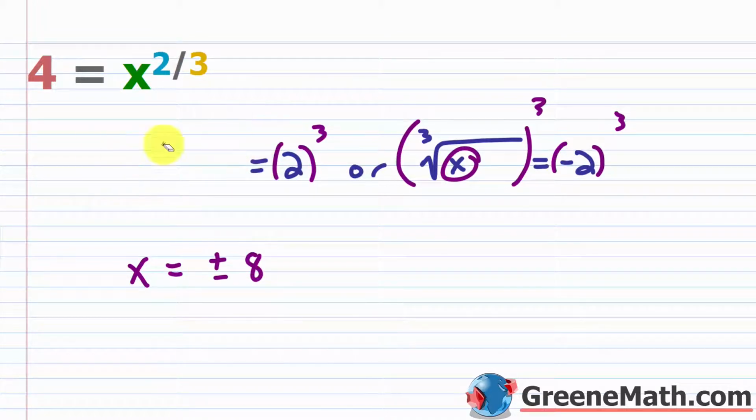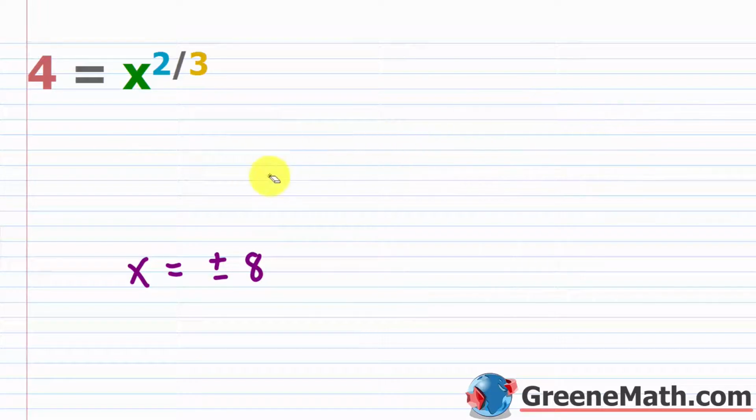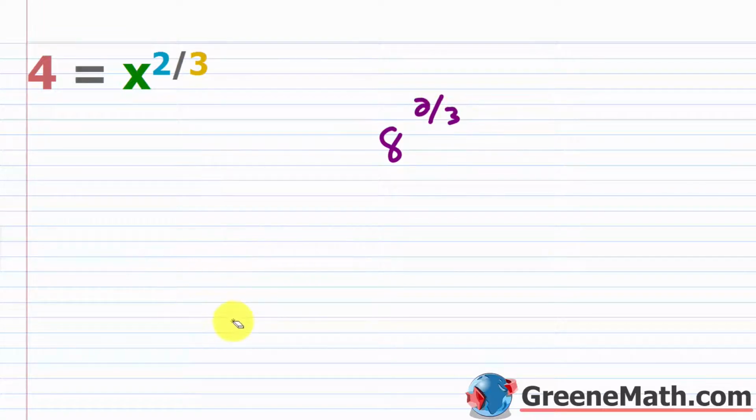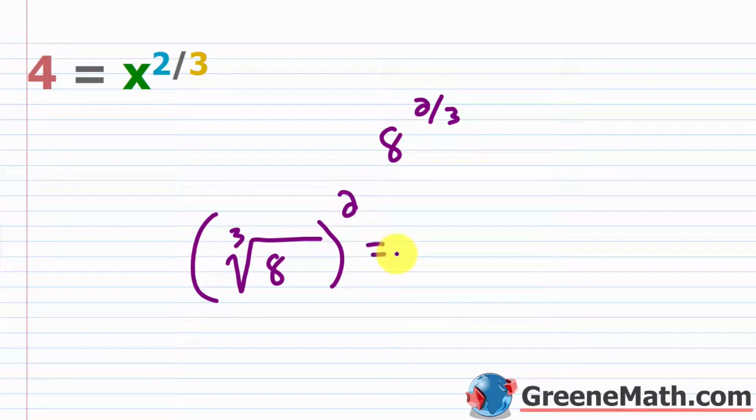And this is a good one to check because it's one that you have to think about for a while. So if you plug in an 8 here, and I say, what is 8 to the power of 2/3? Well, let's think about that. What is the cube root of 8? Well, that's 2, right? And then if I square that, I'm going to get 4.